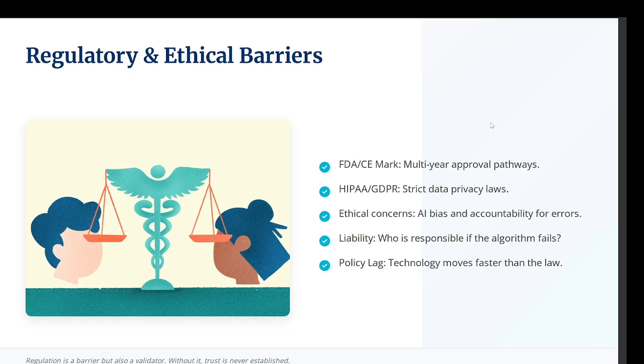Regulatory and ethical barriers. Basically, healthcare innovation must satisfy rigorous regulatory and ethical standards before widespread adoption can occur. Government regulatory agencies require extensive evidence demonstrating the safety, effectiveness, and quality of new drugs, medical devices, digital health platforms, and artificial intelligence systems. This approval process protects patients but can significantly delay market entry and increase development cost.